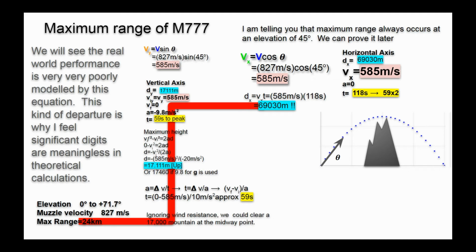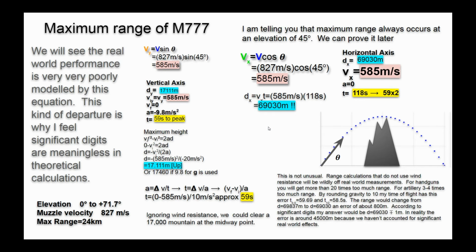It's incomprehensibly bad. Enough to give type A students night sweats. But this is totally acceptable. Range calculations don't use wind resistance, and they're going to be way off real world values. For handguns, you will get more than 20 times the value than you would actually see in real life. And for these large artillery pieces, it's typically about 3 to 4 times too much.